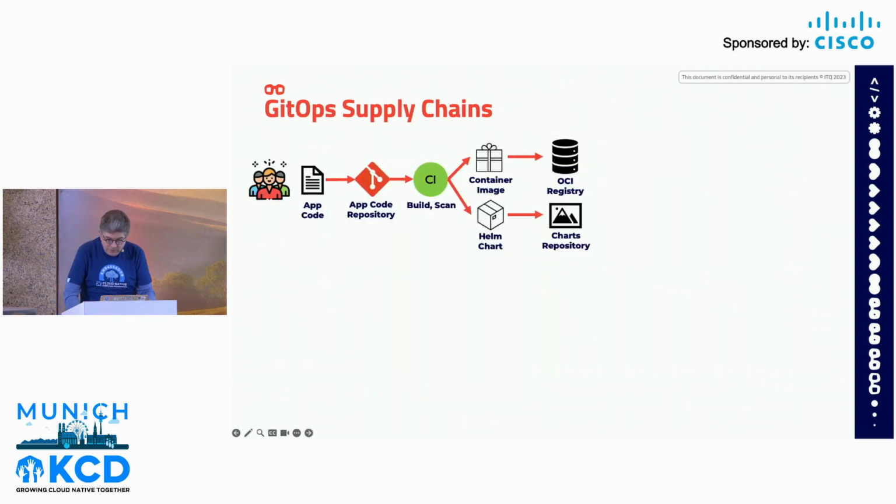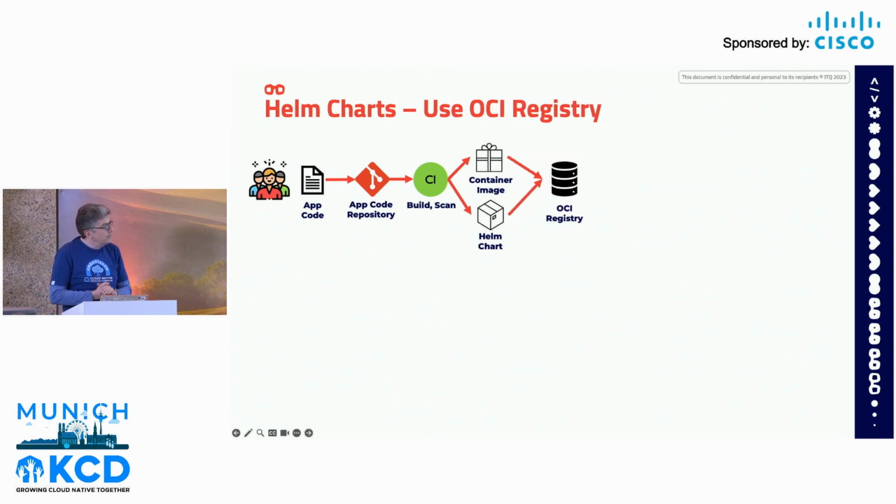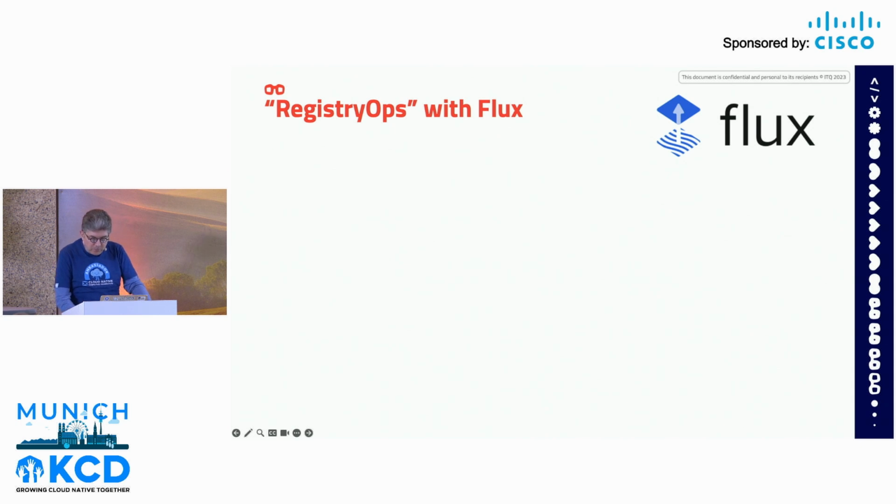So, the previous GitOps supply chain can be updated easily. You just have to move the content from container image and Helm chart into the OCI registry. Then, for the GitOps operator, we'll transition from GitOps to RegistryOps using Flux CD.